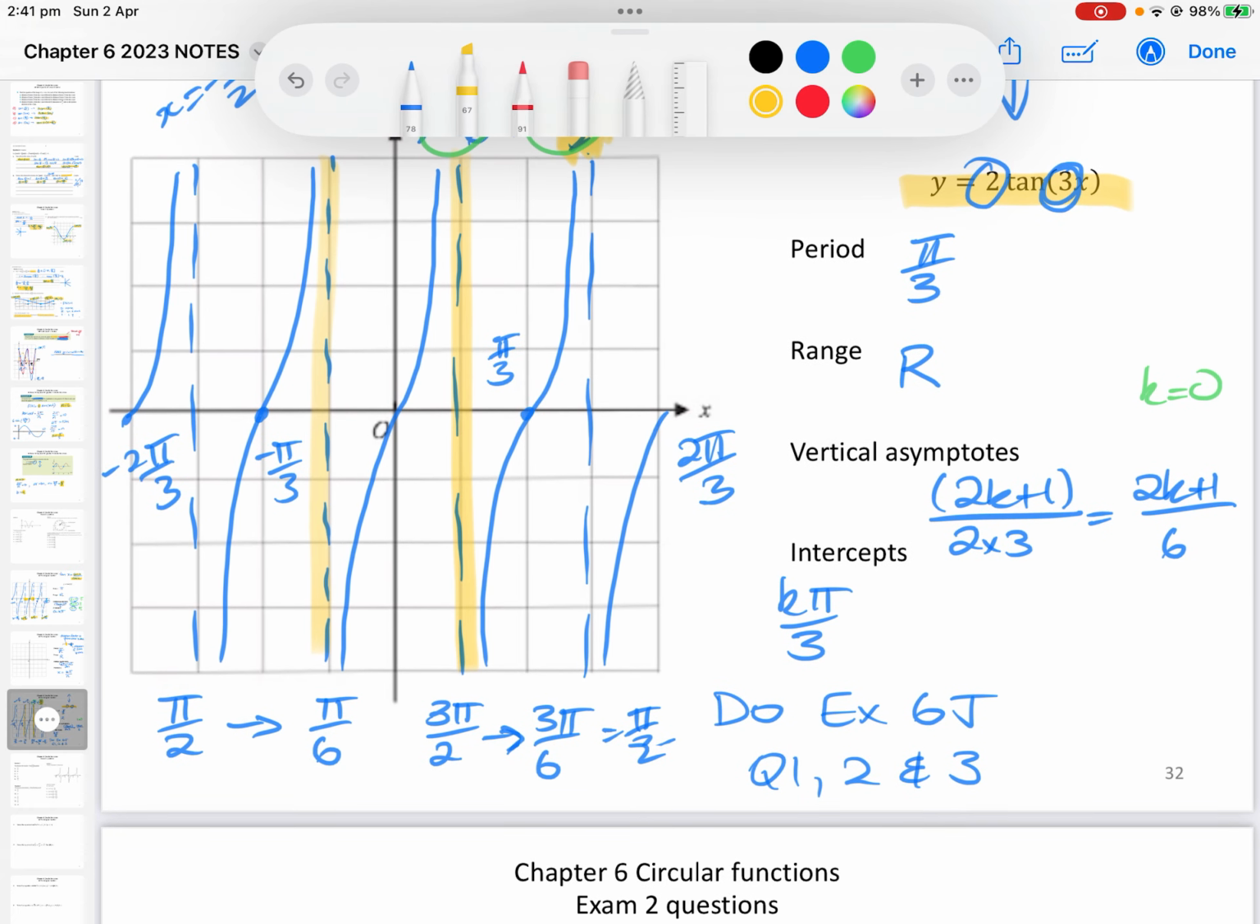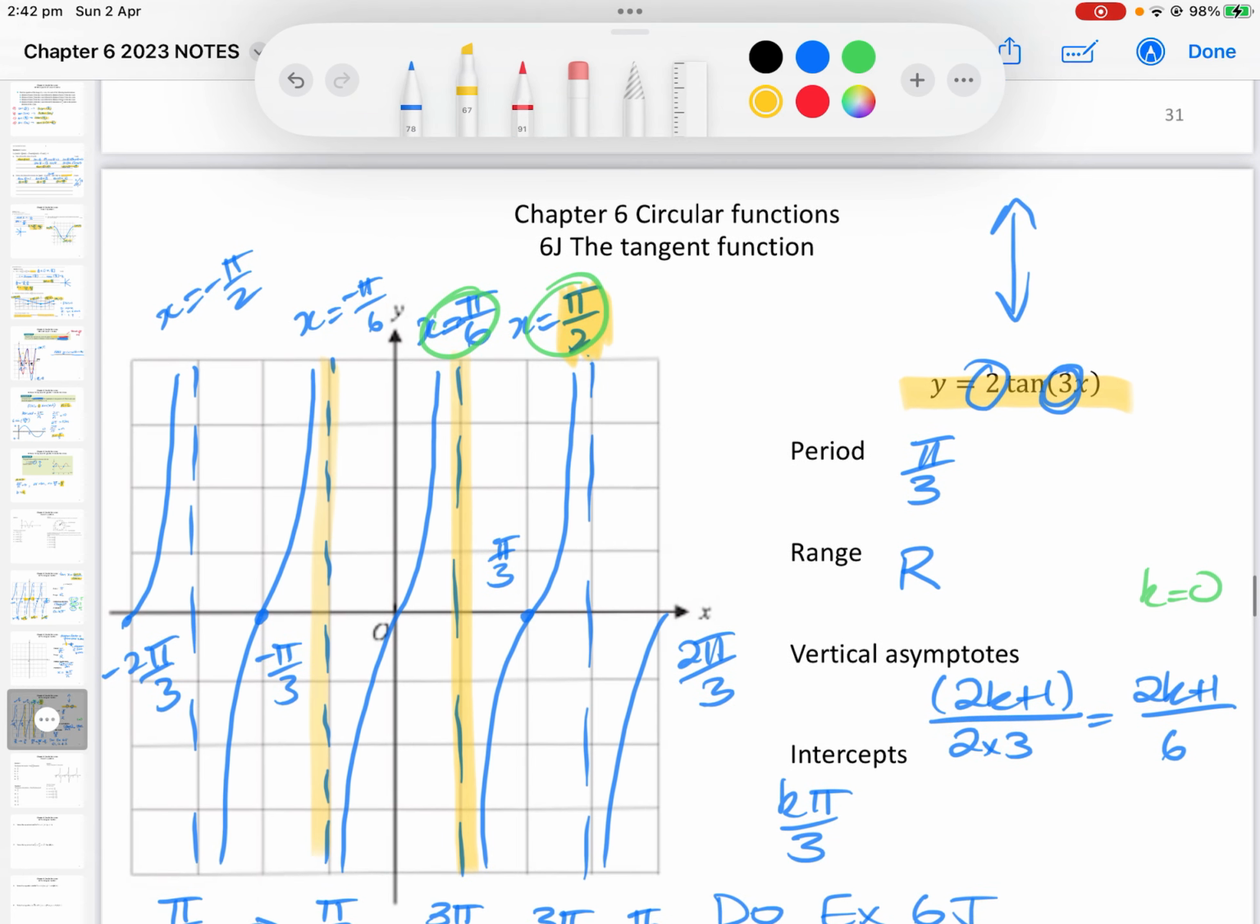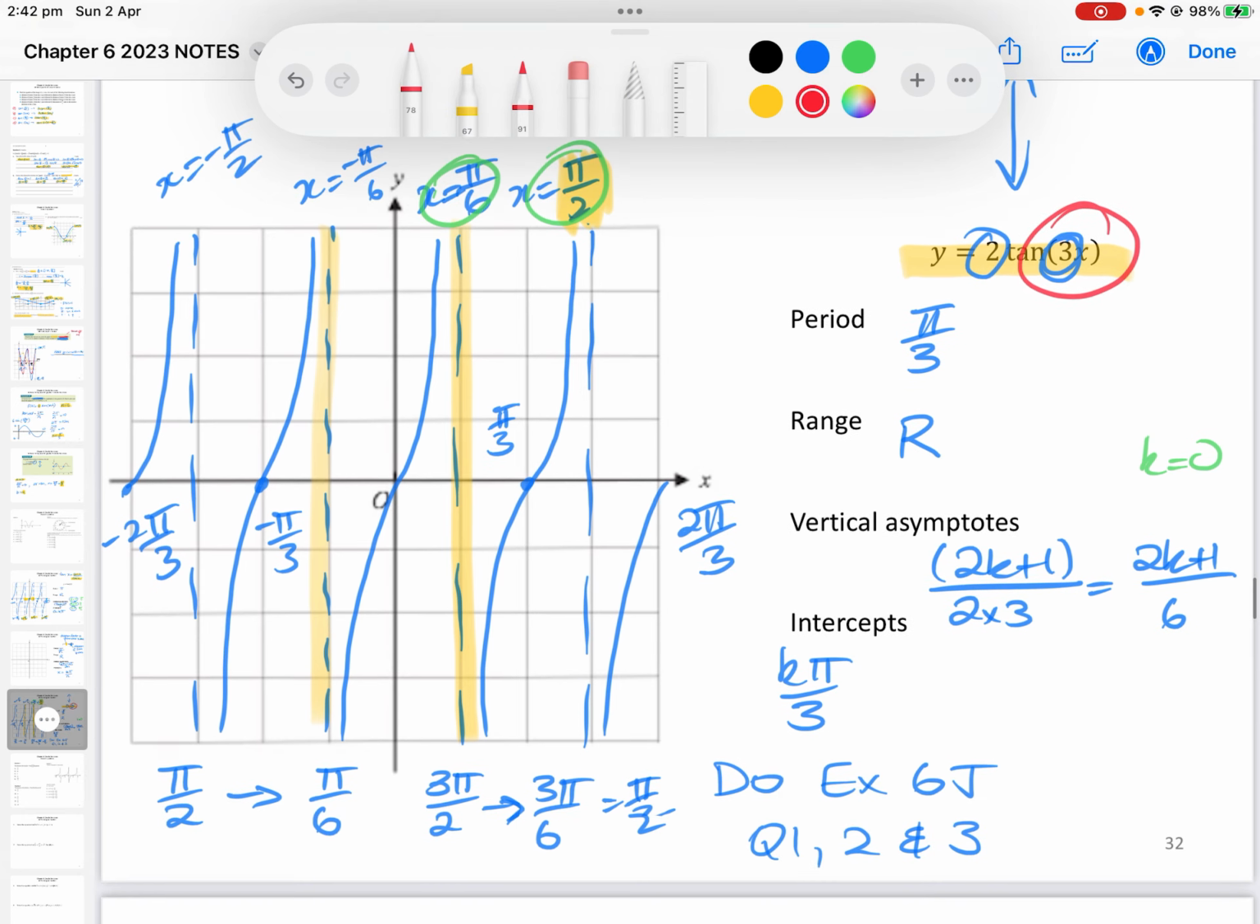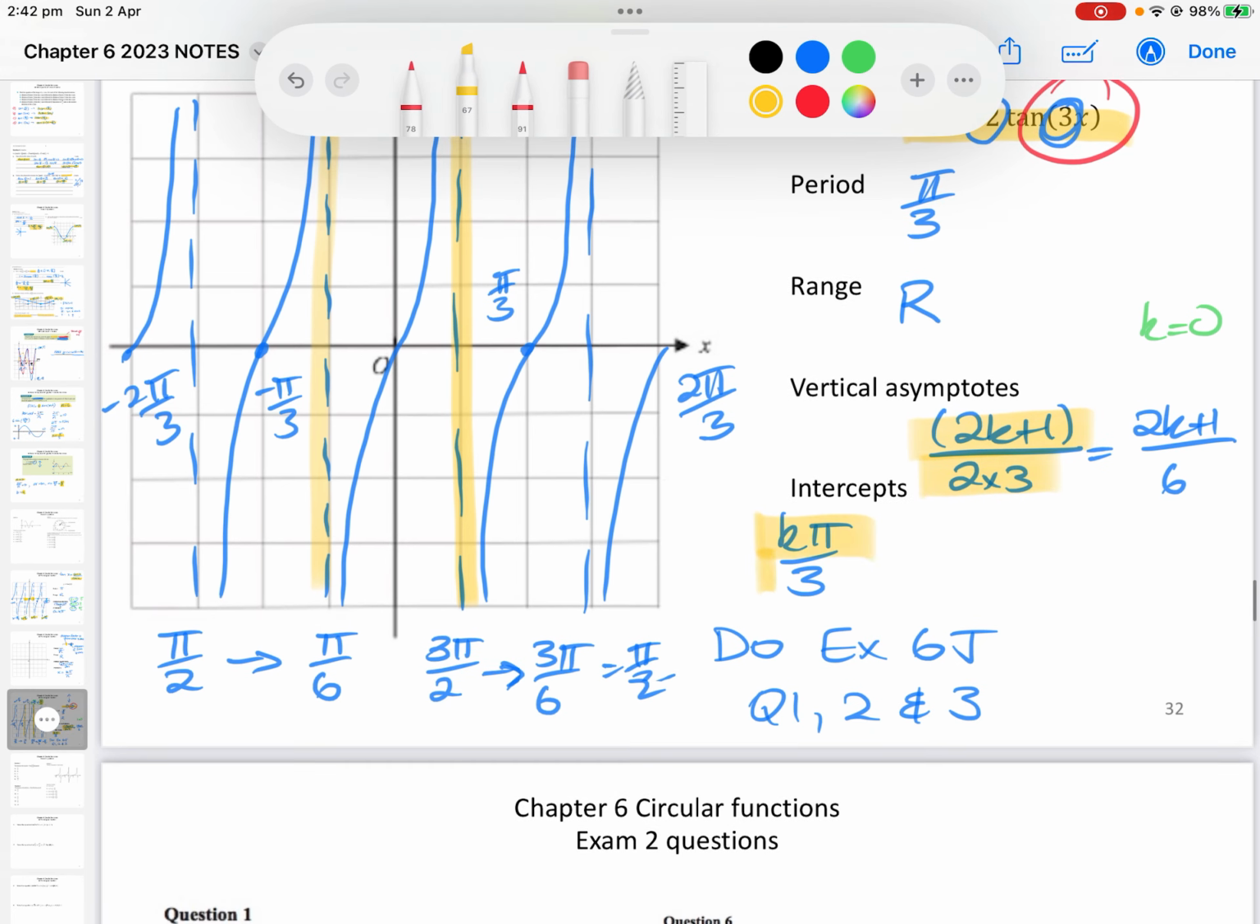You can either use the dilation of this 3 here to have everything 1/3 of what it was before, or if you'd rather, you can use these formulas to work out where those intercepts are. Either way, you can now go and do exercise 6J, questions 1, 2, and 3. So do those properly, get it right, and that will be just one lesson's worth.